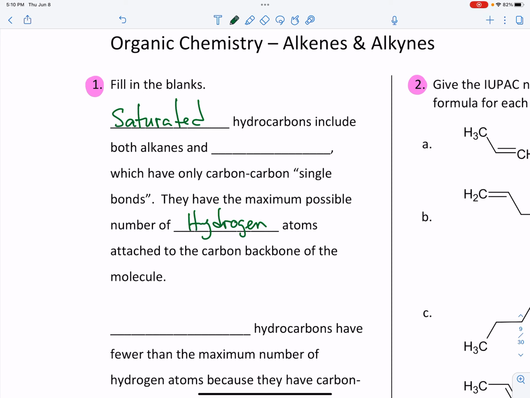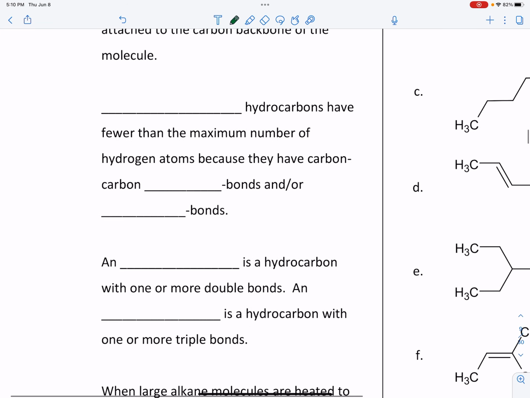There's two kinds of saturated alkanes. The simplest are the basic alkanes, the molecules which are just chains of carbon atoms with branches on them. But you can also have cycloalkanes. These are the alkanes that are joined to make rings. So alkanes and cycloalkanes would be the two types of saturated hydrocarbons.